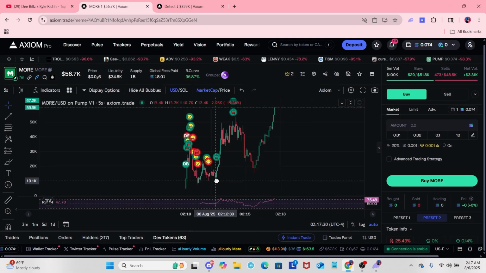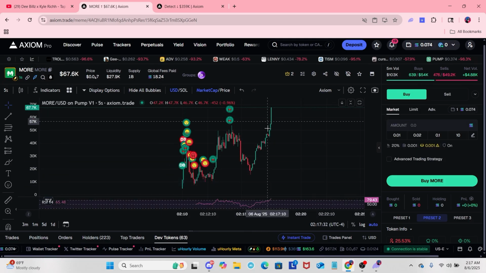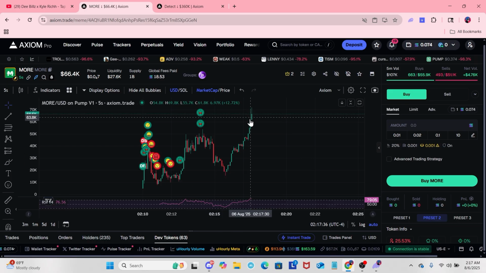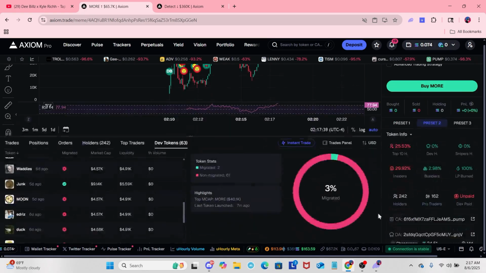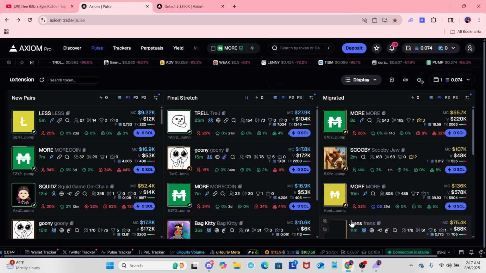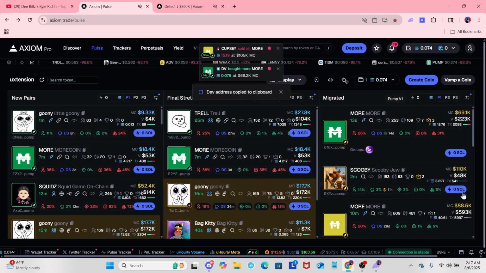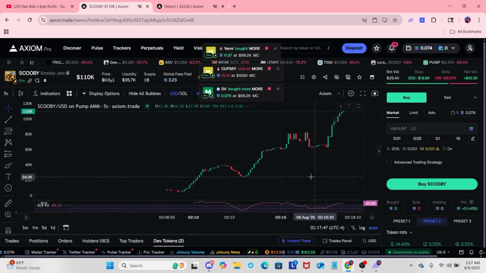It might migrate because it's pumping. 219. Yeah, that's a crazy pump. Like if I bought in at this dip right here and it went up to that, ooh, I would have been up money. But yeah, Scooby Doo, like come on, bro.